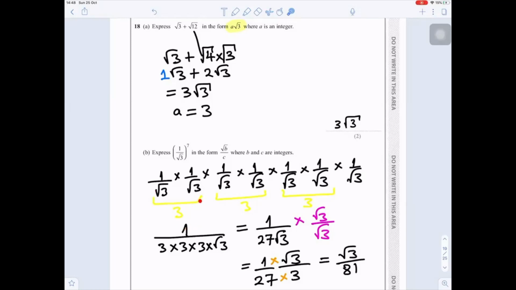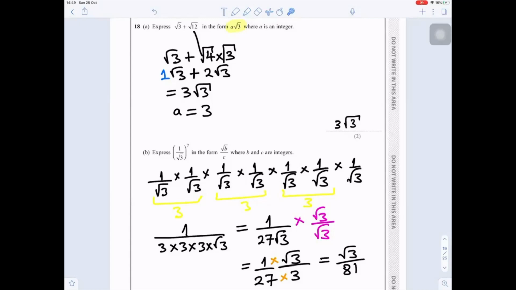Square root of 3 times square root of 3, 2 of them would make 3. The next 2, square root of 3 times square root of 3, will make 3. And the next 2, square root of 3 times square root of 3, will make 3. And there will be 1 square root of 3 left. You multiply those numbers. 3 times 3 times 3, it gives you 27 root 3.